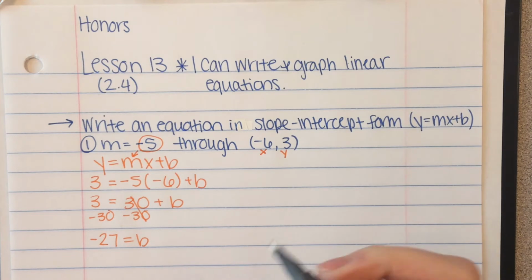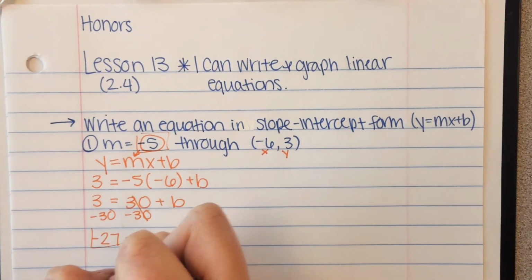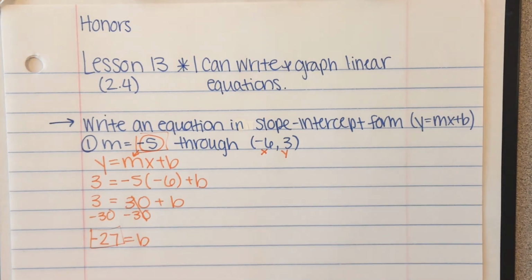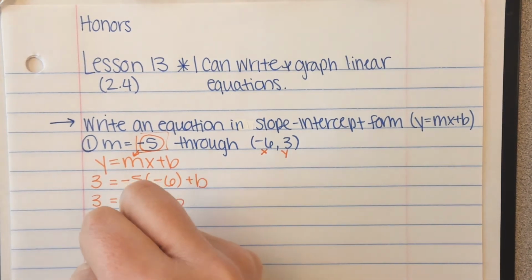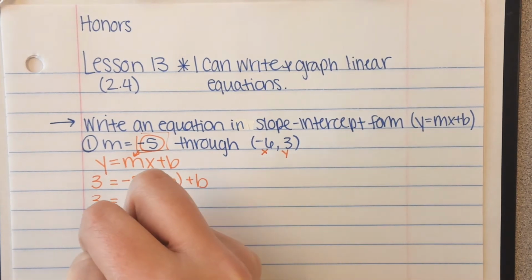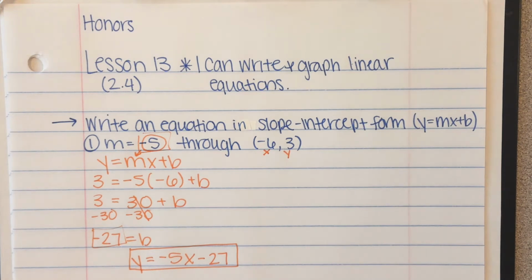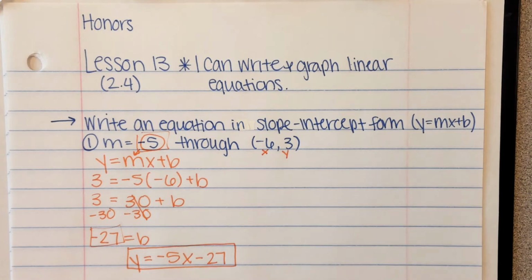Okay, so now that I have my slope and my b, I can make an equation. So y equals -5x minus 27. And that is my final answer. That's the equation of the line that passes through this point and has this slope.